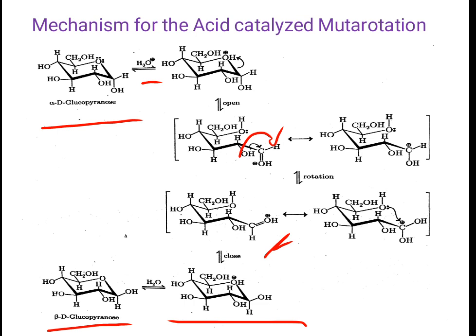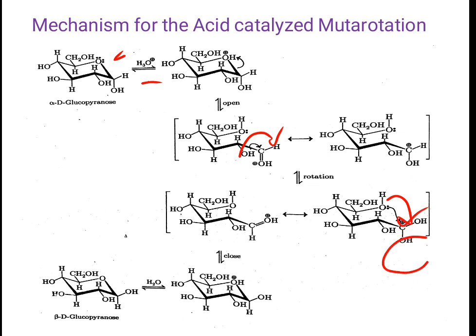Now see very carefully what is happening here. At first this oxygen is taking the proton, then the ring is being broken, after then a rotation is occurring, then this oxygen is making the ring again, and this OH leaves. Then you are getting the beta D glucopyranose structure. This proton leaves, after the deprotonation you are getting beta D glucopyranose.